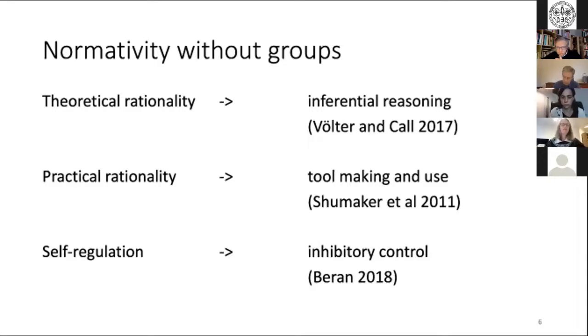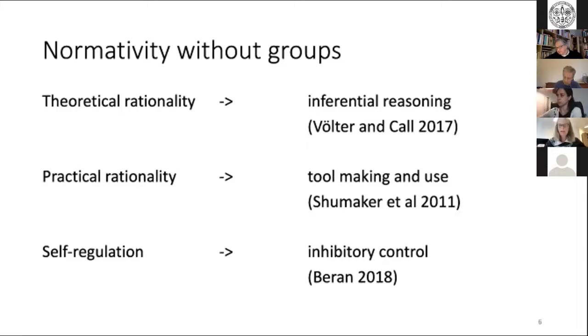And this sort of inferential reasoning, which we can also describe in terms of other sorts of inference patterns that can describe behavior, might be transitive reasoning. If A is greater than B and B is greater than C, then we can infer that A is greater than C, even if we haven't been explicitly taught that or experienced that before. And these sorts of behaviors that conform to theoretical rationality have been quite extensively studied in great apes.